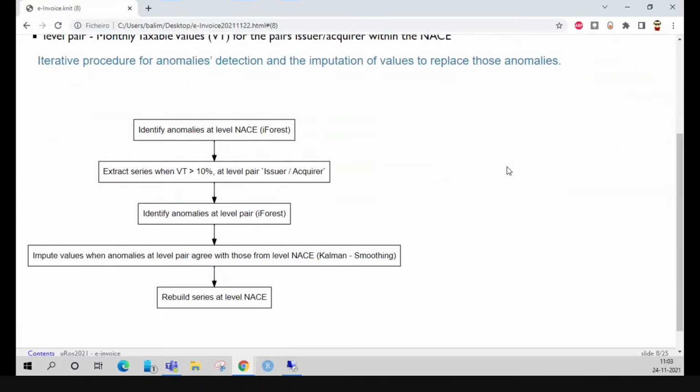So we want to implement an iterative procedure for anomaly detection and the detection of values to replace those anomalies. Basically, we start by identifying anomalies at level NACE. We look for time series at level issuer-acquirer pair with a contribution of at least 10% of those anomalies. Then we identify anomalies at level pair. And when anomalies agree at a time point between level pair and level NACE, we impute values, and finally we review this time series at level NACE.